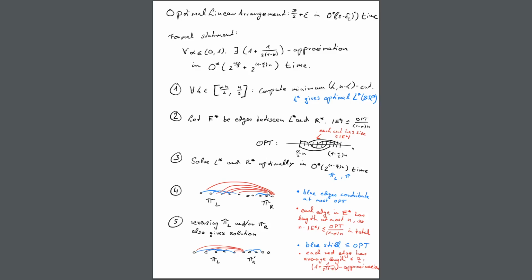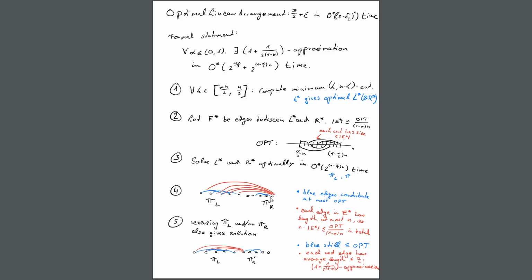Okay, we have the red arcs. These are the arcs between L and R. And we have the optimal solutions for L and R respectively. And without any further tricks, this will give us basically a 2 plus epsilon approximation, because the red arcs each contribute at most n, and the number of these arcs is at most opt divided by 1 minus alpha n. So summed over all of them, this will give us opt divided by 1 minus alpha. And the blue things together are also at most opt, so this gives us 2 plus epsilon, or 1 plus 1 divided by 1 minus alpha.